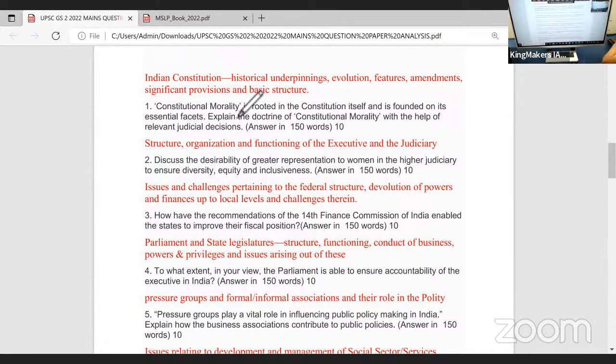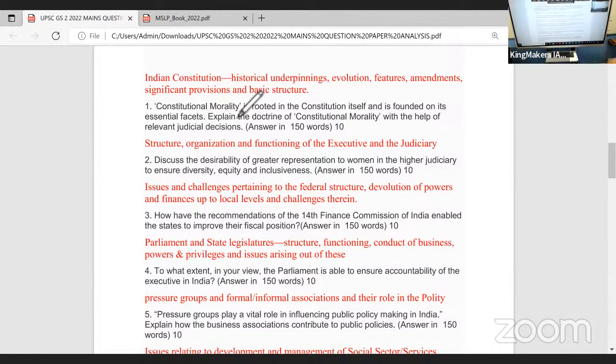So they're basically asking you to analyze the problem itself or analyze the solution itself. These are the two ways of being asked. So what they have asked, discuss the desirability of greater representation to women in the higher judiciary to ensure diversity, equity and inclusiveness. They have given you the solution. They're asking you to analyze what the solution will bring. You have to talk about what is the positive of having women's representation, what are the challenges for having women's representation, why there was no women representation which was given in the constitution.